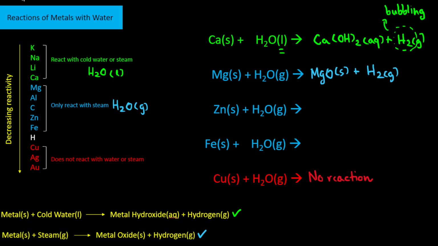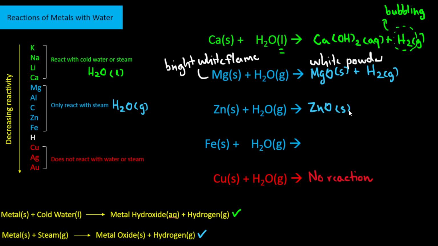So try to take note that your magnesium oxide will be a simple white powder, and when magnesium reacts with water, with steam, right, you're going to see a bright white flame. Alright, when zinc reacts with steam, you will get zinc oxide, which is a solid, and hydrogen gas. Okay, so your observation here is that zinc oxide, okay, will be a yellow solid.